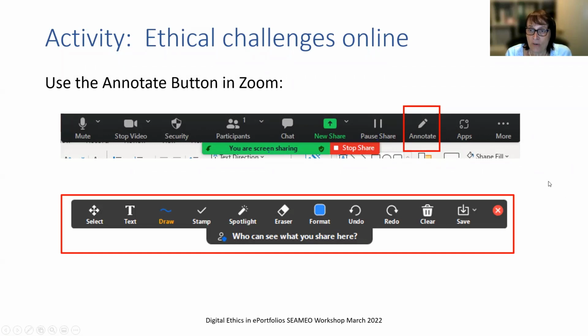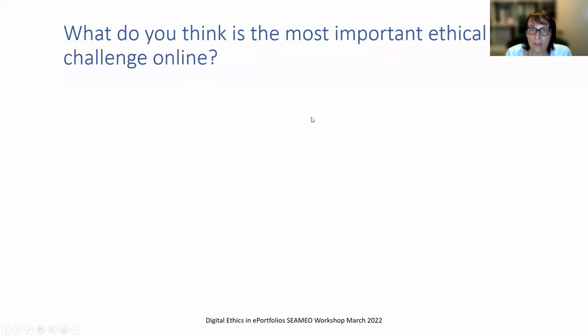The question is, what do you think is the most important ethical challenge for people online? When you've thought of your answer, and you can put more than one, you're going to go to annotate, drop down. I'm going to pick text. Actually, I think I've got green text. And I'm going to click on here and I'm going to write.